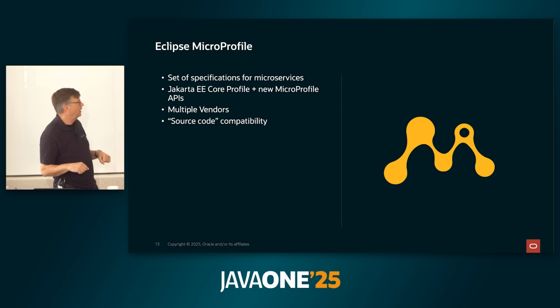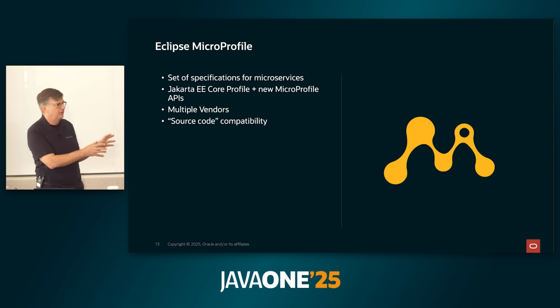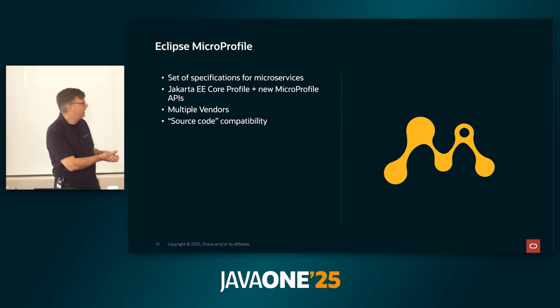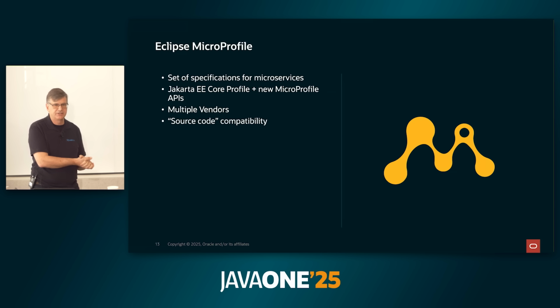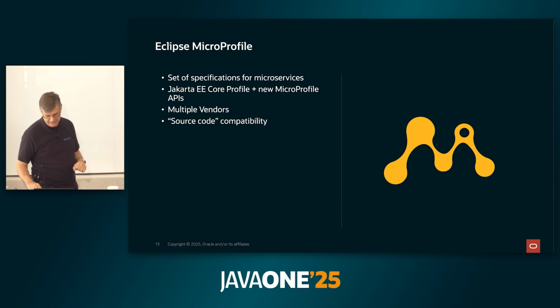It's a specification that says you need to implement the Jakarta EE core profile, which has things like JAX-RS and CDI. It's implemented by multiple vendors, and it kind of provides source level compatibility. So there are a number of frameworks that support MicroProfile. If you write an application for one of those frameworks, it ports relatively easily to another one because the collection of APIs is standardized.